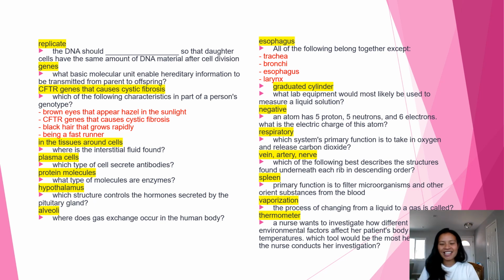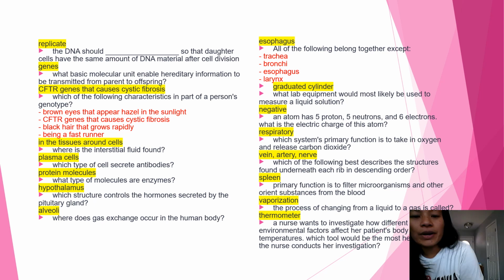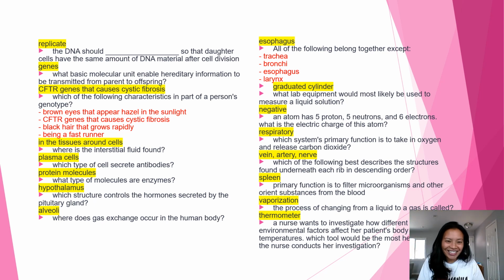Genes, not jeans. So I hope I pronounce it right. Then which of the following characteristics is part of a person's genotype? So it's the CFTR genes that cause cystic fibrosis.